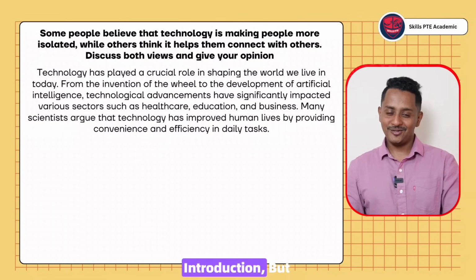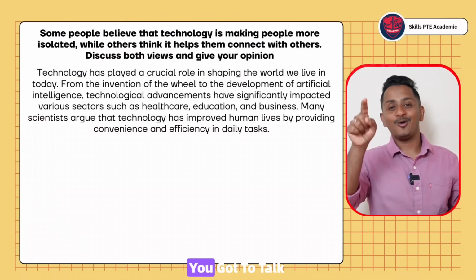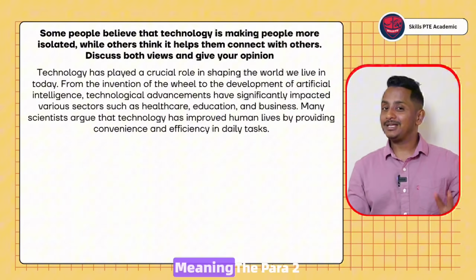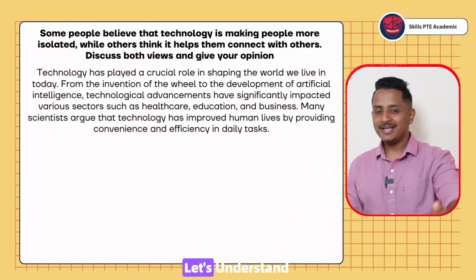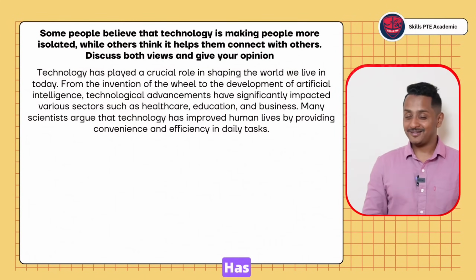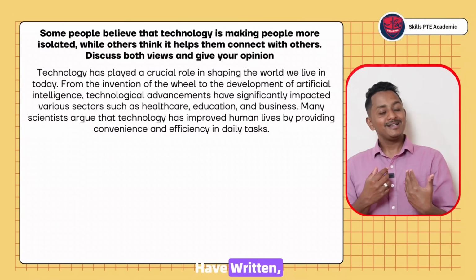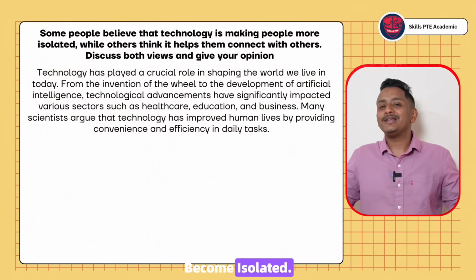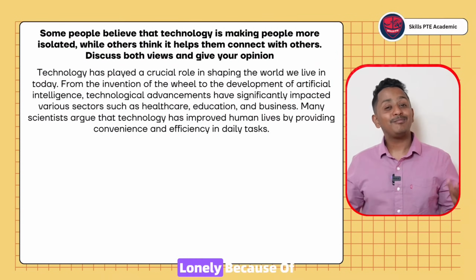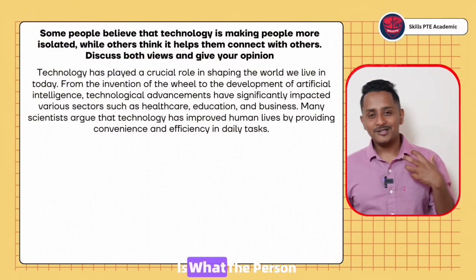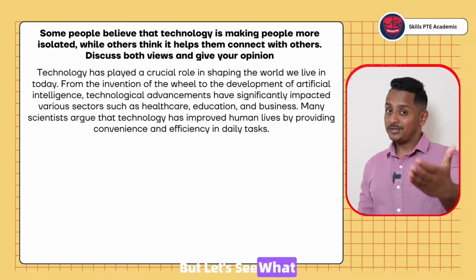Still fine, introduction, but body one is where you have to talk about view number one, meaning the para two. Now let's understand para two: what the person has written, but what the person should have written. Technology has made people become isolated. People are very lonely because of technology. This is what the person should have written, but let's see what the person has written.